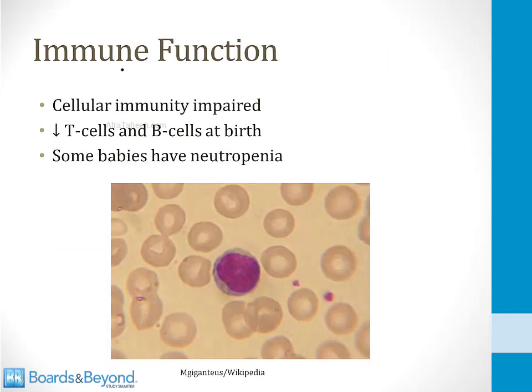Another reason low birth weight babies can develop pneumonia is because they have impaired immune function at birth. Their cellular immunity is usually impaired, and they have fewer T cells and B cells compared to normal babies, and some premature or small birth weight babies are also born with neutropenia.